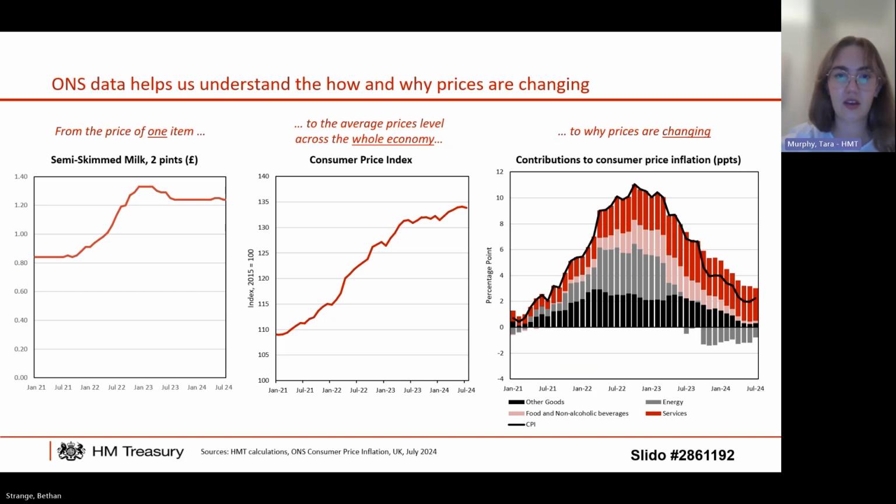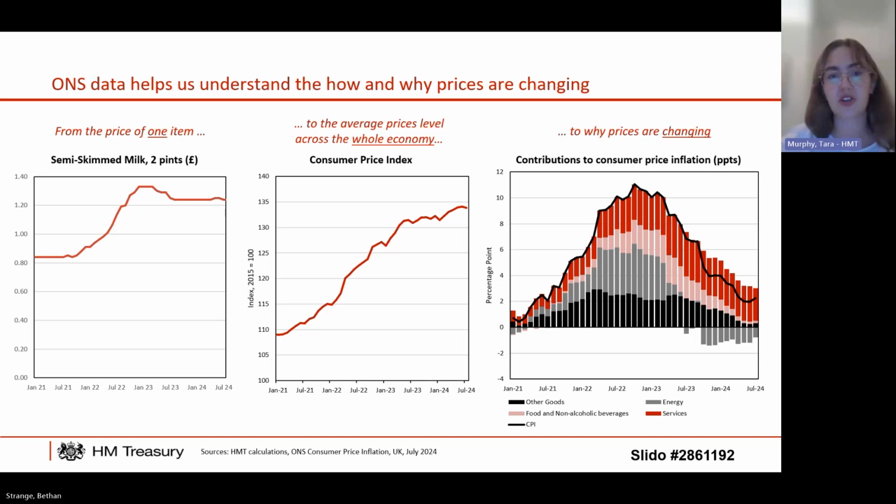So we use ONS data to understand the economic picture, how all prices are changing and why. The chart on the left shows that in 2021, 2 pints of semi-skim milk cost 84p. By 2023, this peaked at £1.32 before settling again at £1.24. As Chris talked through, the ONS collect prices like these for over 700 goods each month. So rather than looking at the price chart for each one, because I'd be here all day, we look at the consumer price index, which shows the average price level across the whole economy.